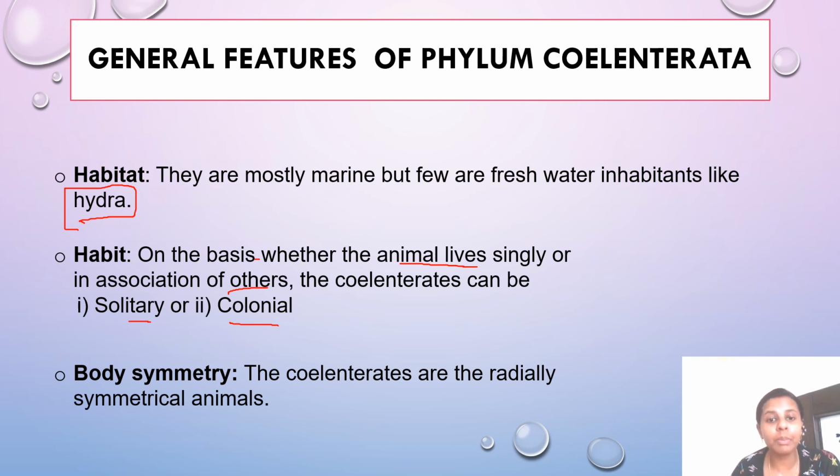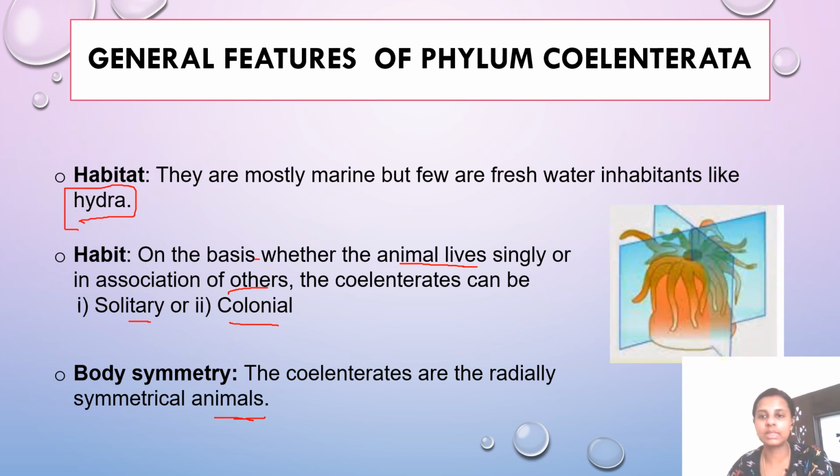Now let's talk about body symmetry. As we have already learned, the body symmetry of the coelenterates is radial, so we can say that they are radially symmetrical animals. As you can see here, if I cut it from this side, this side and this side will be equal. If we make 4 cuts, all 4 sides will be equal. So that's why we can say they are radially symmetrical.